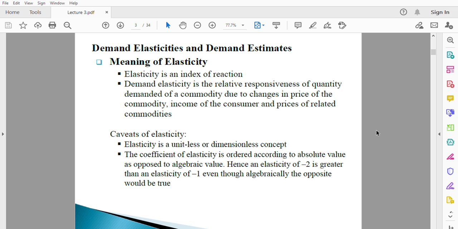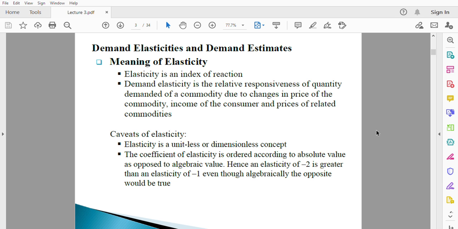What is the meaning of elasticity? Have you heard the word elasticity before? Actually, elasticity is an index of reaction. What happens when something else happens? Or how does one variable respond to a change in another variable? Basically, that is what elasticity is.